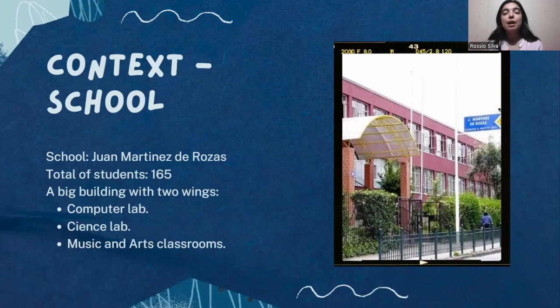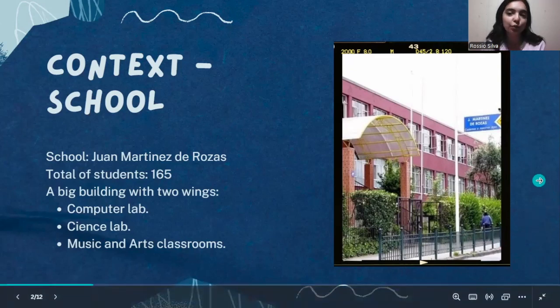Then we have at the back the second wing that has the classrooms of séptimo básico and octavo básico, has the kitchen, music and art room, and a library. And also we have a playground and a gym.